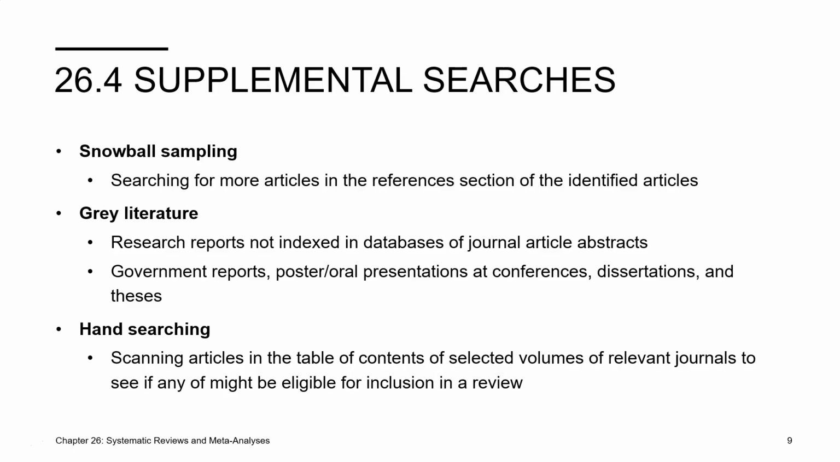So these could be things like government reports, poster or oral presentations at conferences, dissertations, and theses. Then finally we have hand searching. This is scanning articles in the table of contents of selected volumes of relevant journals to see if they might be eligible for inclusion in a review. So if you know that the American Journal of Public Health has a lot of articles related to your topic, you may want to go directly to that journal and look at their table of contents specifically.